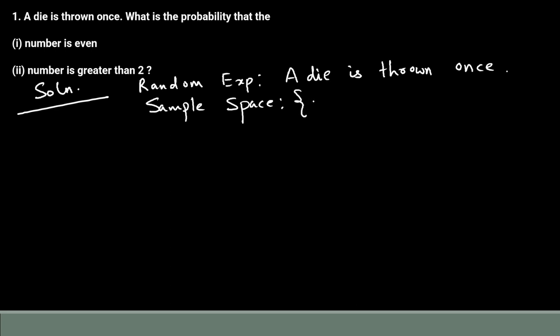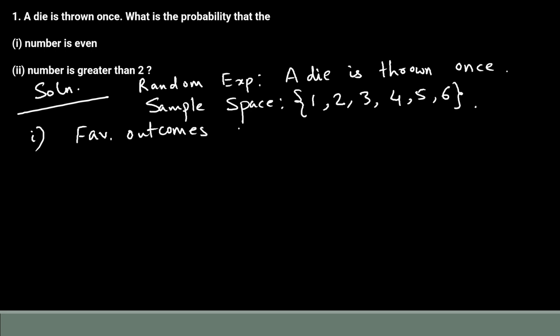The sample space here is, when a die is thrown once, it can be 1, 2, 3, 4, 5, or 6. Anything can come out, right? So what is the probability that the number is even? Now they have asked you, what is the event given? The event is that the number is even. So what are the favorable outcomes for the event the number is even?